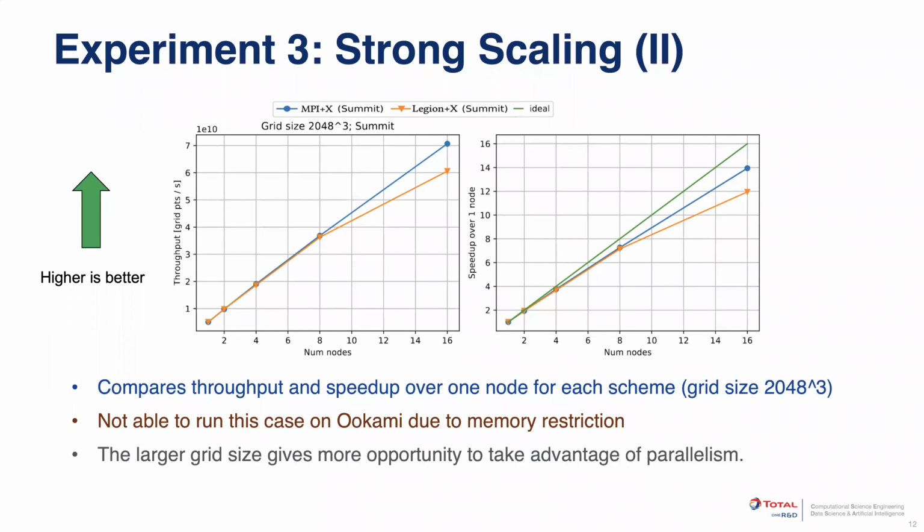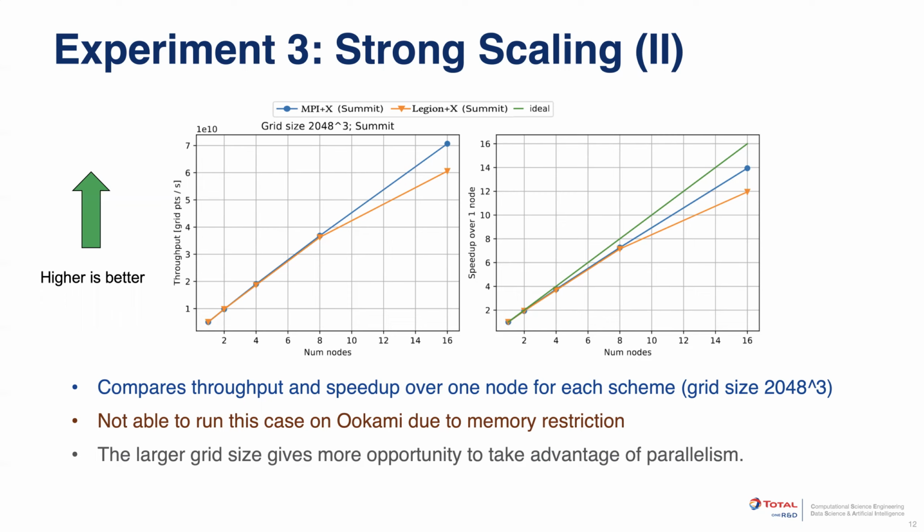We also evaluated strong scaling on a larger problem size, for example, with a 2048 cubed grid, as shown in this plot. Again, the left-hand side is the raw throughput of MPI+X and Legion+X running on Summit, shown by the blue and the orange curves respectively, and the strong scaling curve of speedup over one node is presented on the right plot, with the green line showing the ideal scaling trend.